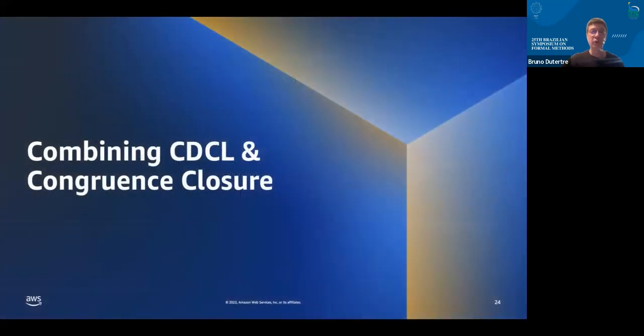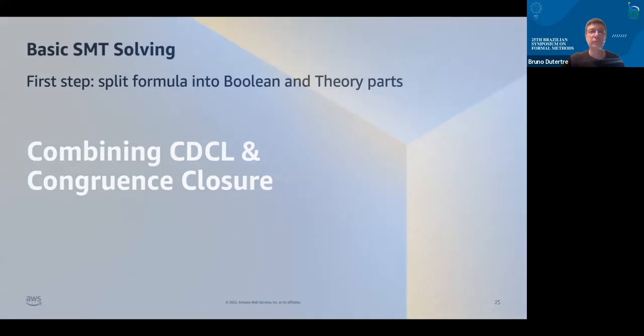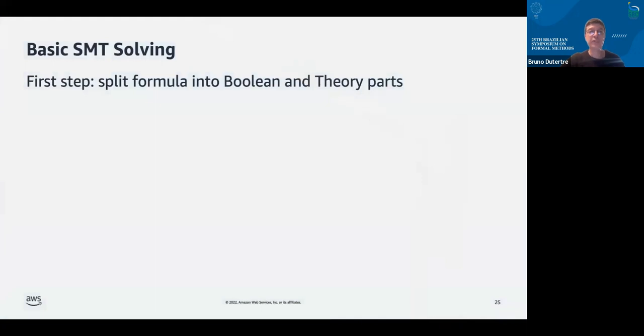Now let's look at how we are going to combine these two procedures. So we have a SAT solver, we have a decision procedure based on congruence closure. How do we combine both? So the first step in SMT is going to be splitting the formula into a Boolean part and a theory part. So we start with a formula, something that may look like this.